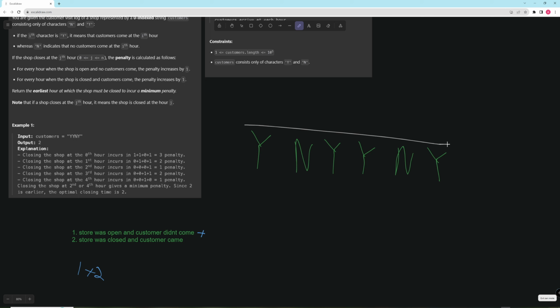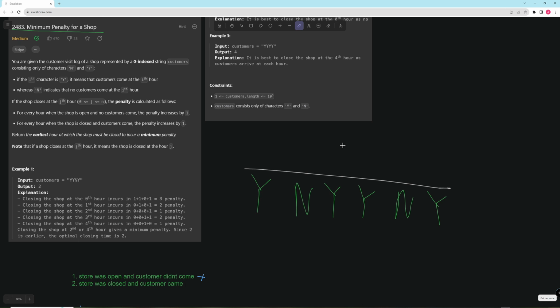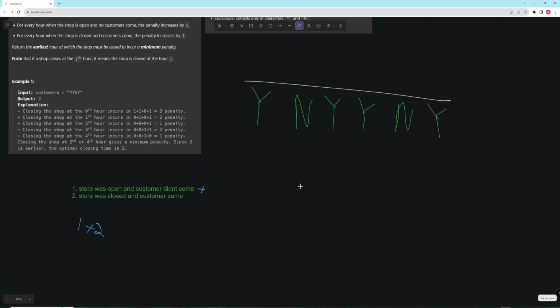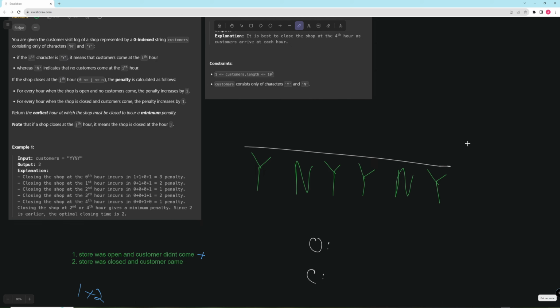Essentially what we're going to calculate is what's the penalty for the store being open the whole time. So let's do that first. What's the penalty for this store being open the whole time? We need two numbers, right? So we're going to have O for open and C for closed. Since in the beginning it's going to close at the very end, we're just going to represent the penalty for the store being open the whole time, right?